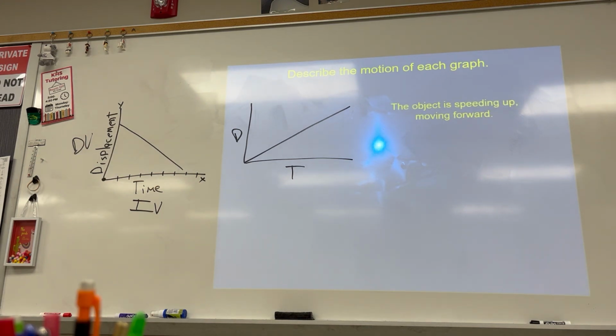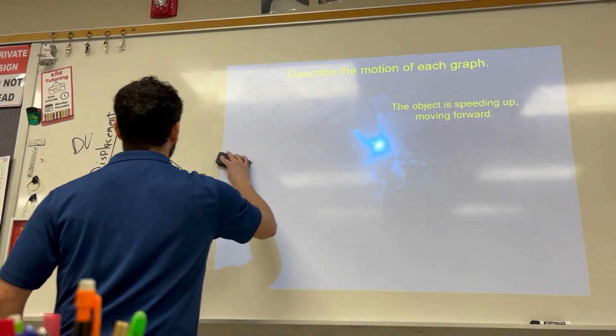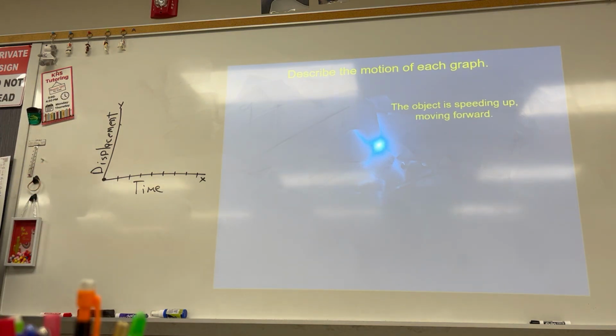Let's say I'm going forward, but now, instead of going constant speed, I'm speeding up. So now I'm covering more distance, but every second I cover a further distance, and then I cover more distance in the next second. Then the next second I go even farther. Can we imagine what that graph would look like? It's not a straight line anymore.